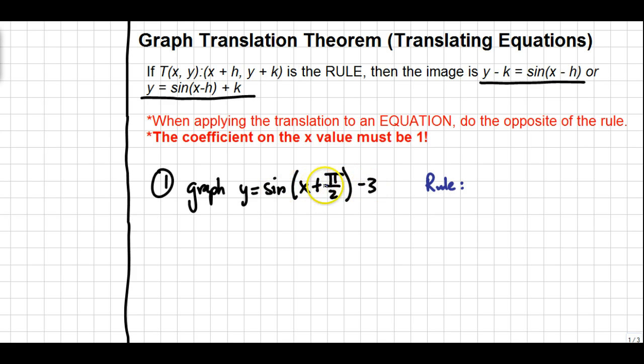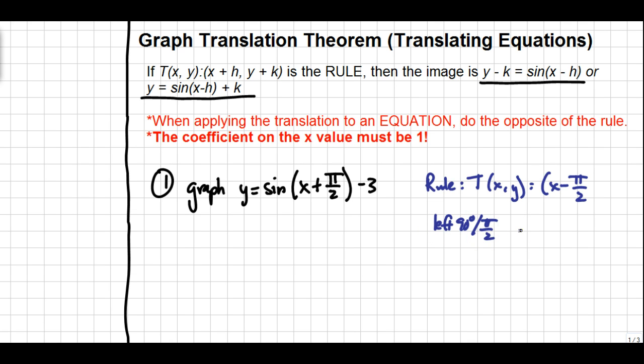In the equation here, the x is being added to pi over 2. So in my rule, I want to say that the x is subtracting pi over 2. Keep in mind that that's the same as 90 degrees. So let's just talk about what's going to be happening to this graph in general. It's going to be moving left 90 degrees, or pi over 2.